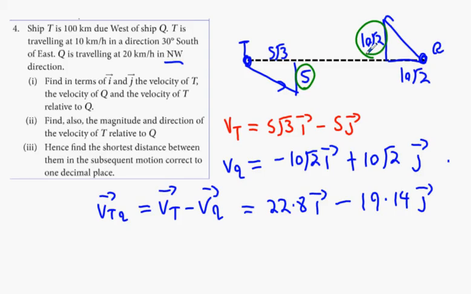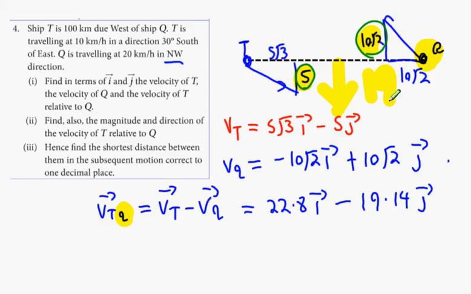Now, why is it minus? Remember, which letter did we say was second? Which one's not allowed to move? Q is not allowed to move. That means you're adding the 10 root 2 onto the 5, and you're getting a combined effort going down at 19. If you're a person on ship Q, you're going to see ship T absolutely powering south relative to you. It's going to look like it's going faster south than it actually is. If you're traveling north, you make everything else look like it's going south, and stuff that's already traveling south, you make it look like it's traveling faster south.